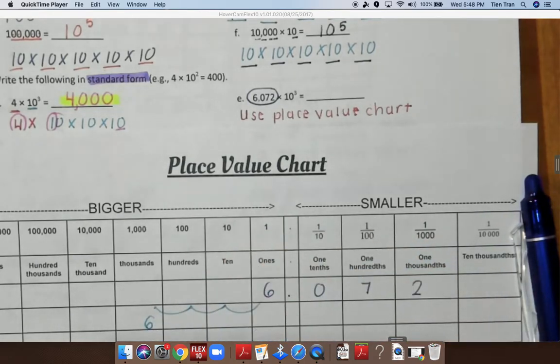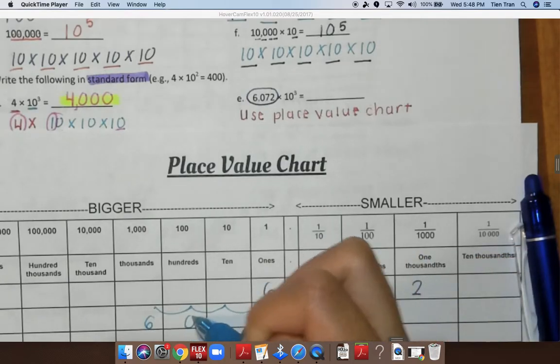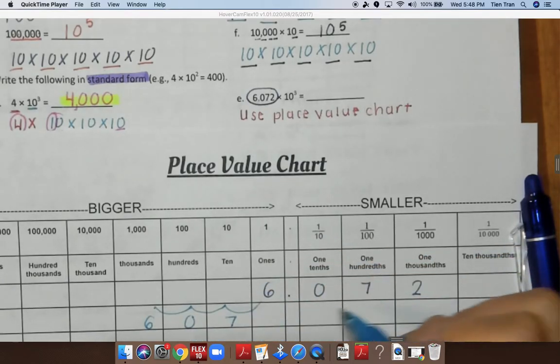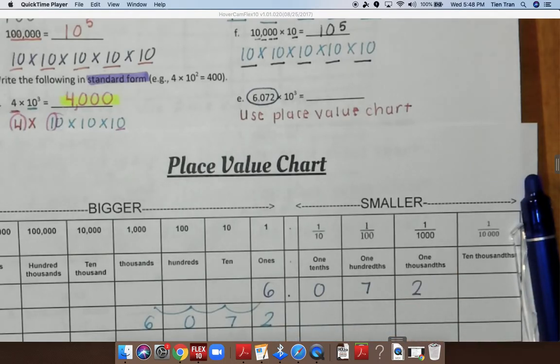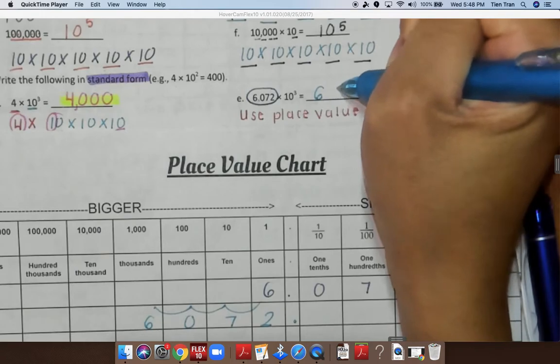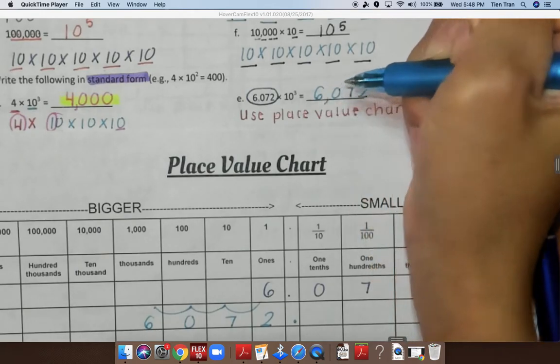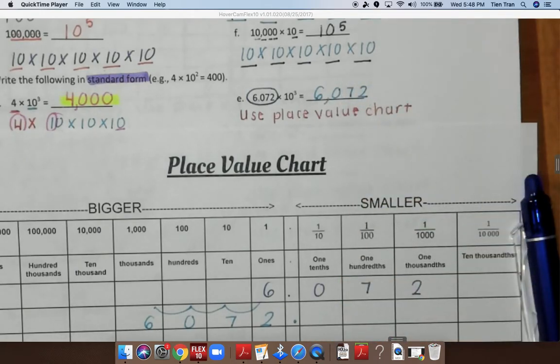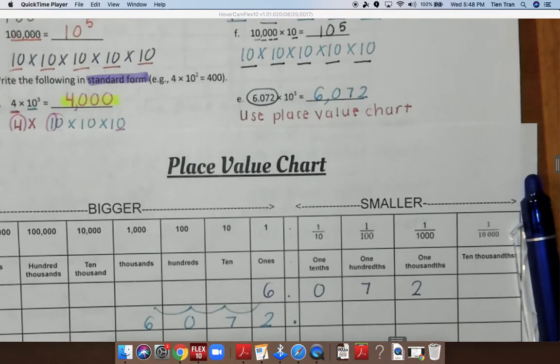So my 6 goes right here. My next number is 0, and then I have 7, and then I have 2. Okay? So my new answer is going to be 6,072. Okay? Now I'm going to move on to problem F.